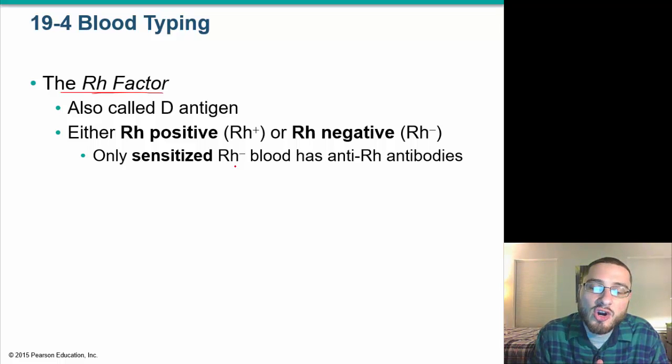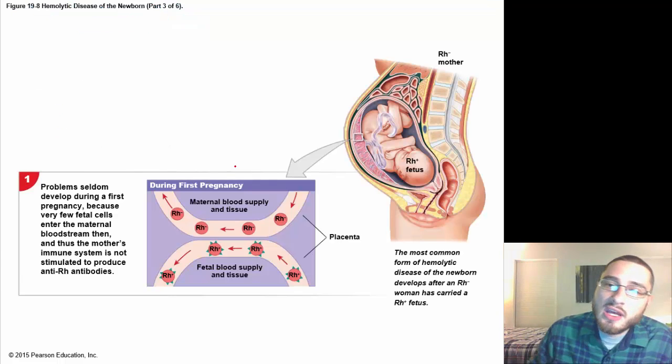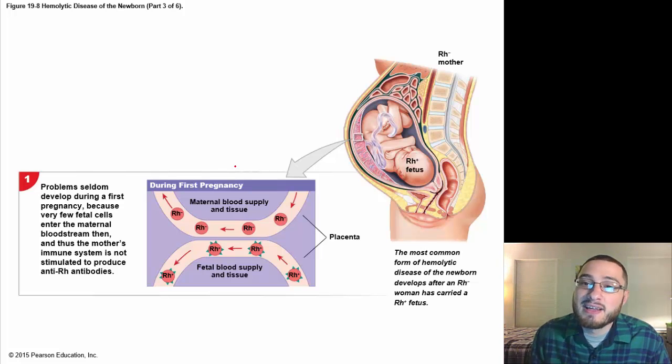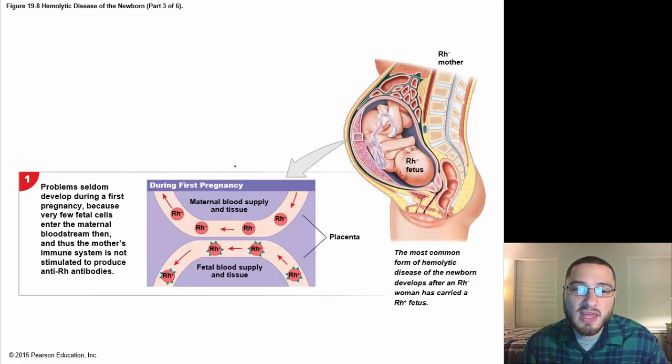Only sensitized Rh negative blood has anti-Rh antibodies. So where this becomes a problem is when you have a baby that inherited, through genetics, a different Rh factor than you, or more specifically when the mother is Rh negative and the fetus is Rh positive. Problems develop during the first pregnancy because the fetal cells enter the maternal bloodstream, and thus the mother's immune system is not stimulated to produce the anti-Rh antibody.